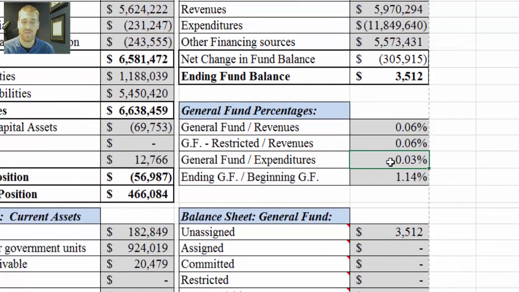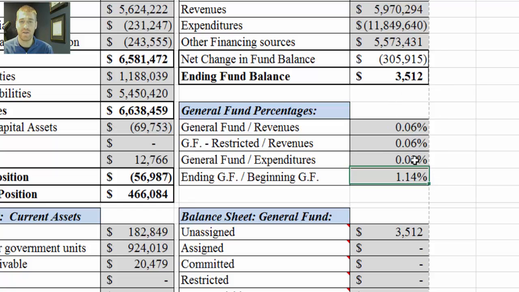Then this is general fund divided by expenditures. So ending general fund divided by total expenditures, and then ending general fund divided by beginning general fund. If this is above 100%, there was an increase. If this is below 100%, there was a decrease, and it was well below 100%, therefore there was a large decrease.